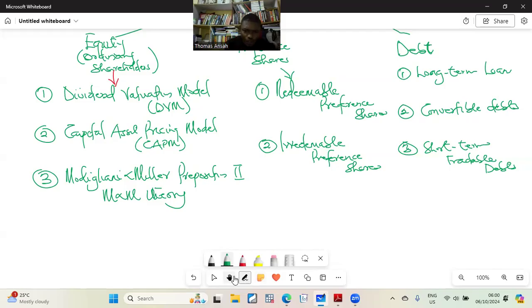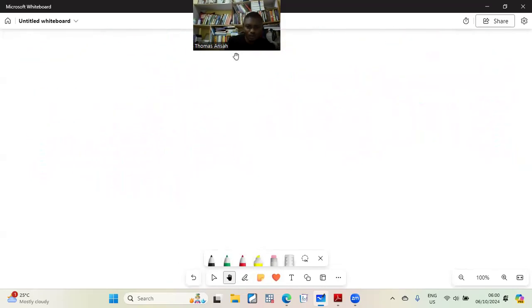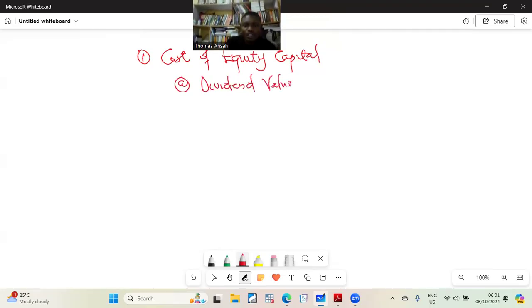All right. So first thing first, we need to learn how to calculate the cost of capital using the DVM model. So we are calculating cost of equity capital. The first one that we will be looking at is the DVM model. So let's look at A, using the dividend valuation model formula. And of course, when we go to business valuation, we will still keep to this model. All right. So that is the first one that we are going to look at.